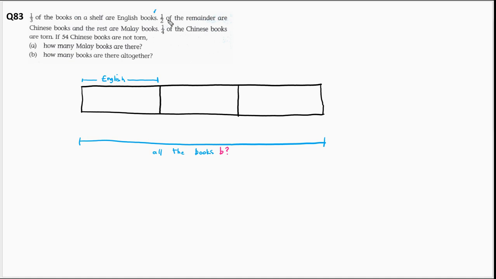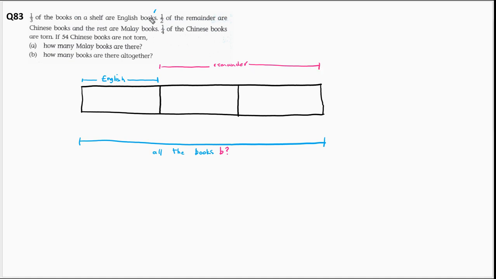And then it says half of the remainder are Chinese books. So what's the remainder? Well, the remainder is this part here. Okay, this is the remainder. We can mark that in just to be clear to you. Okay, that's the remainder that's being talked about here.